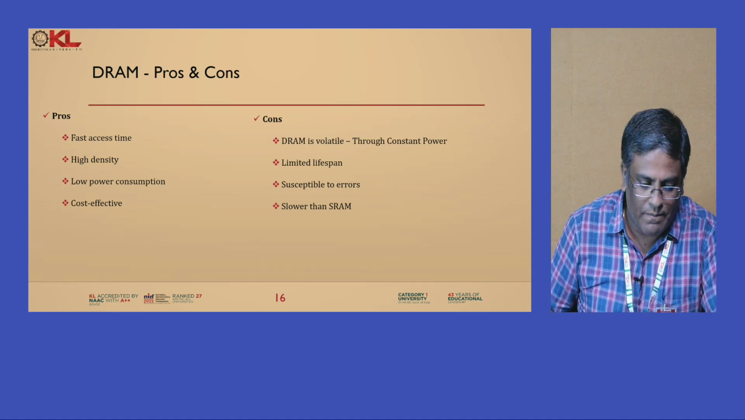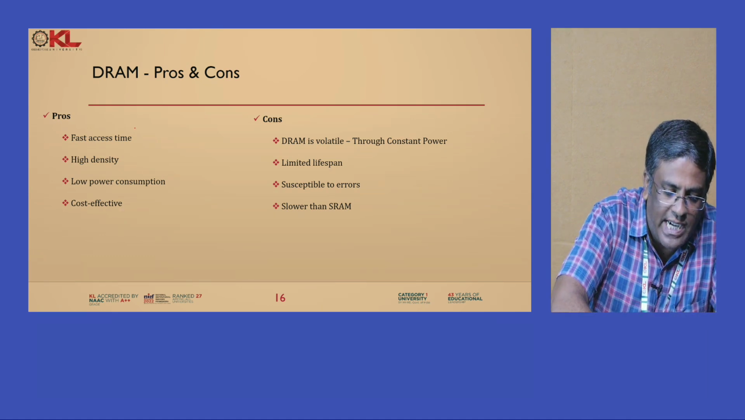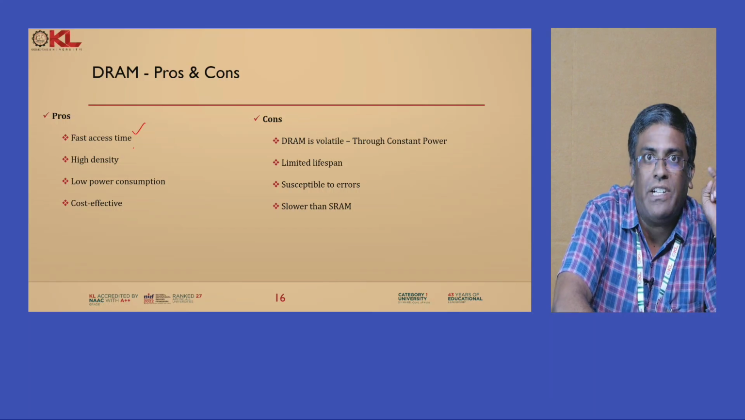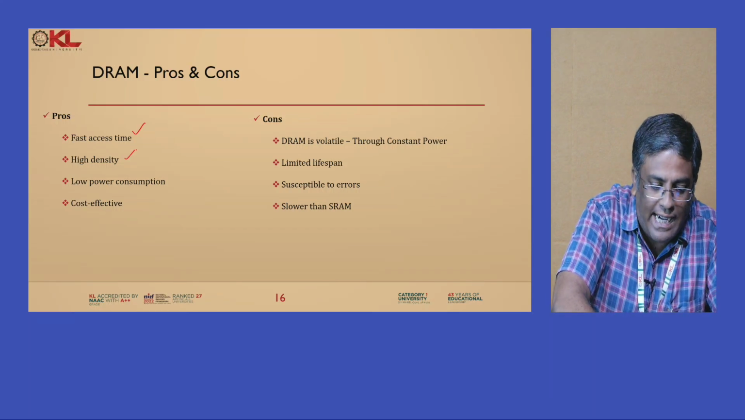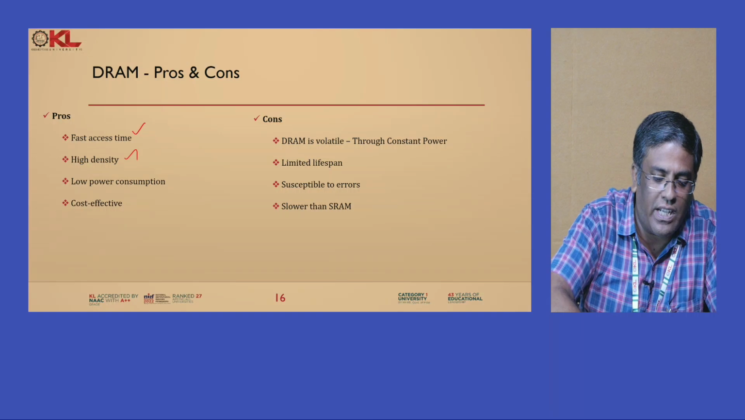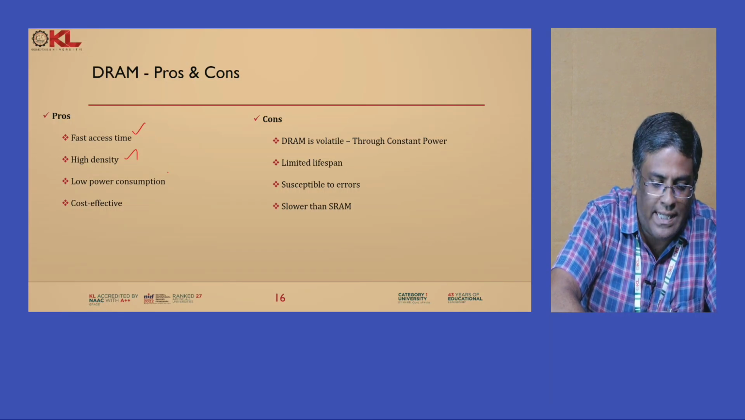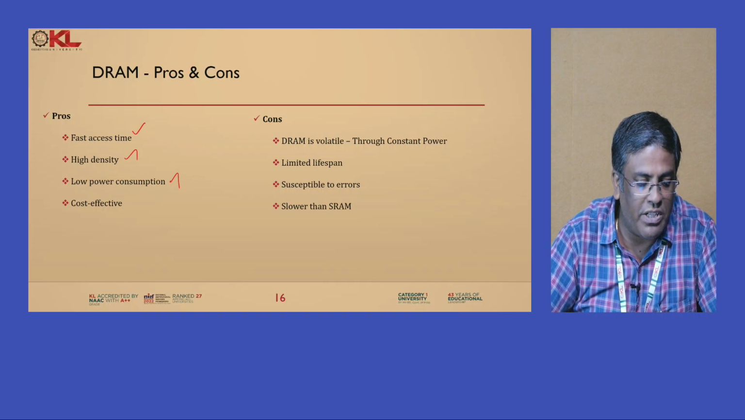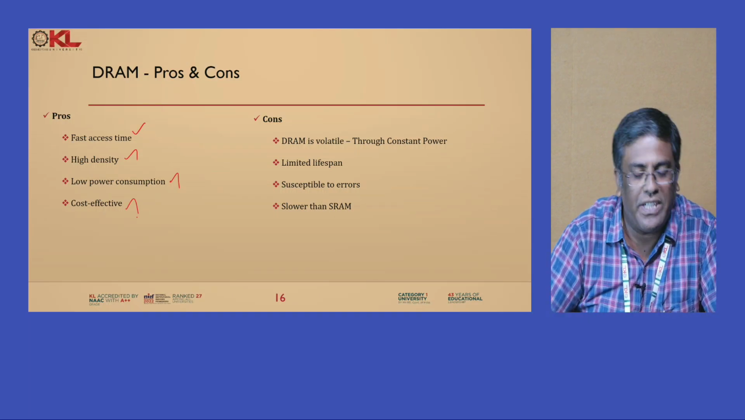So come to the pros and cons. When I talk about the advantages, there is very fast access time, because it is very simple, as we have only one transistor here. High density is possible because we can include a number of cells in multiple ways as the bits increase to store the data. Low power consumption, because the number of transistors is reduced, and it becomes more cost effective.